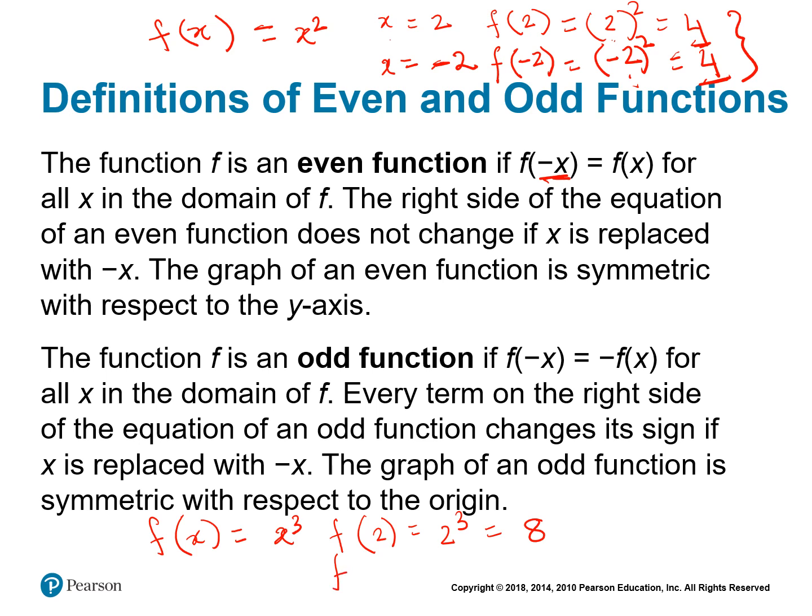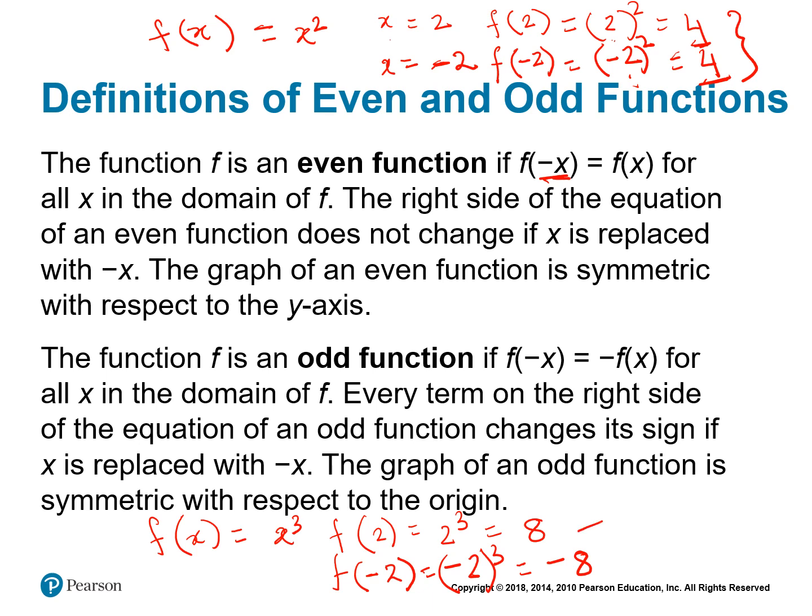However, if we substitute x with -x, in this case -2, we will do -2 cubed. -2 to the power of 3 is -2 times -2 times -2. It becomes a -8. So it becomes negative f of x.